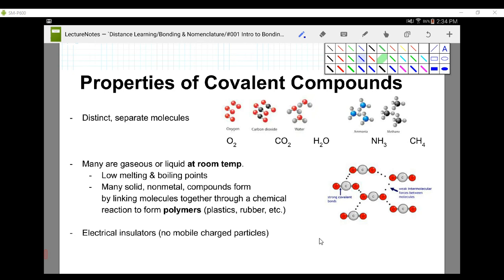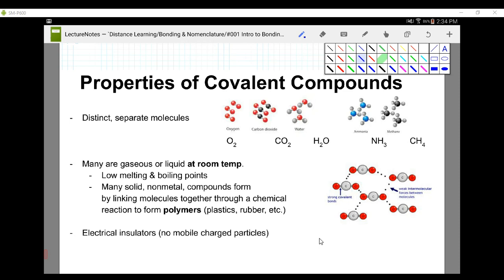For ones that are solid at room temperature, things like plastics and rubber, usually those are formed by taking lots of smaller covalent compounds like this and doing chemical reactions to actually bond and link them to each other, making what are called polymers, which I'm sure you've talked about a little bit in biology as well. For example, starch is a polymer of different sugars.